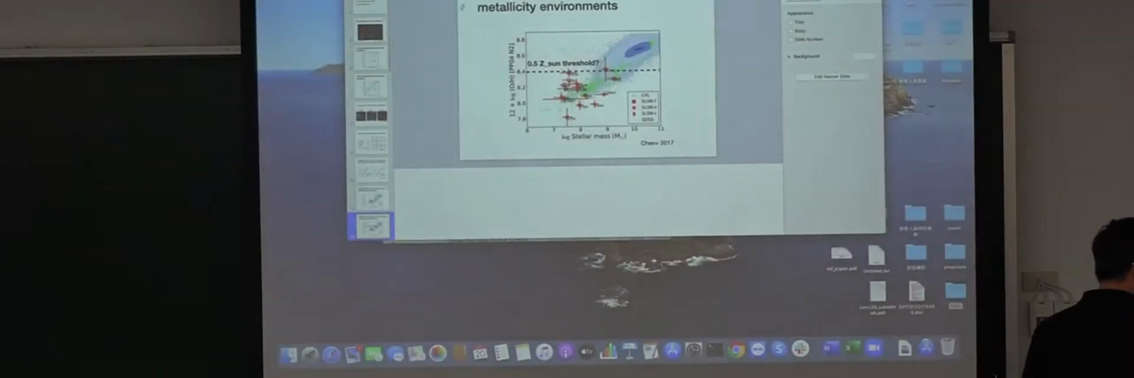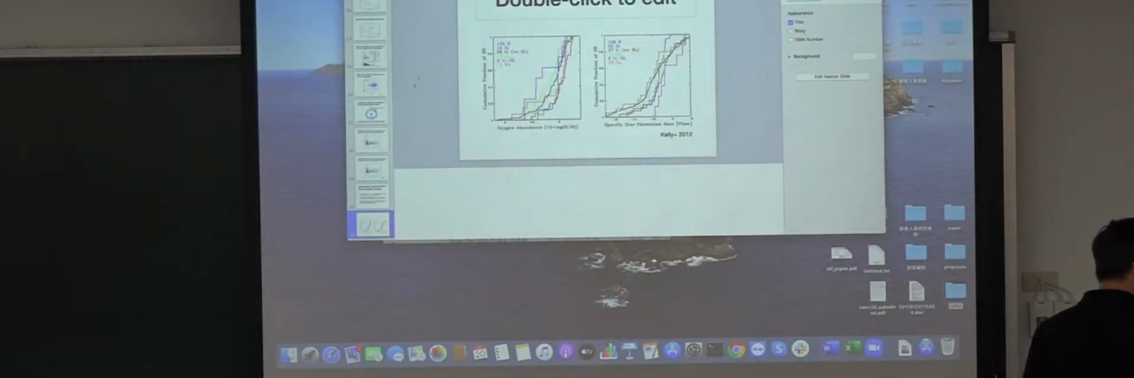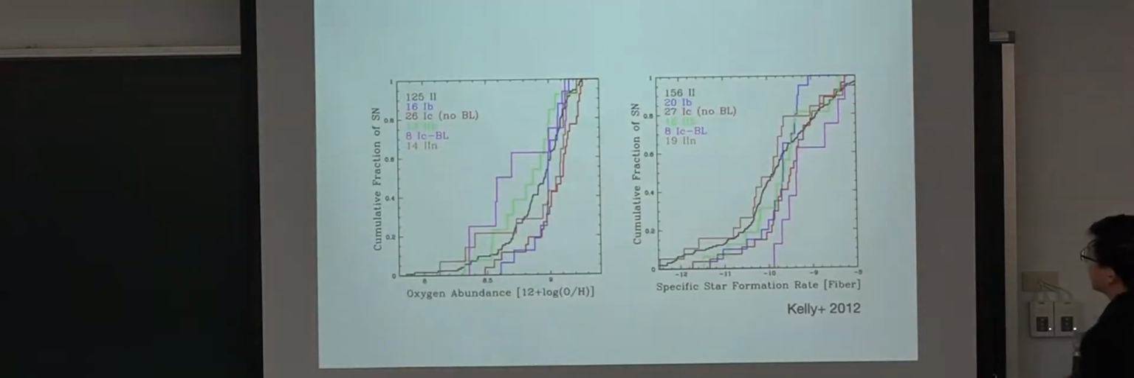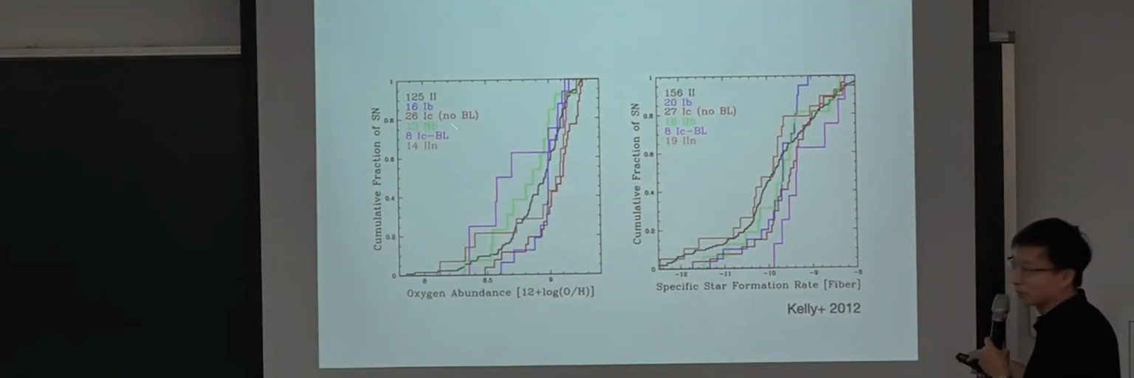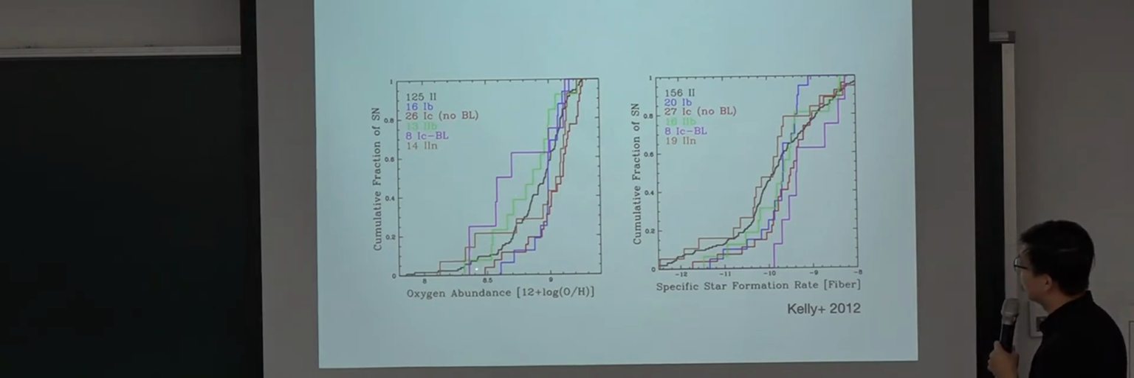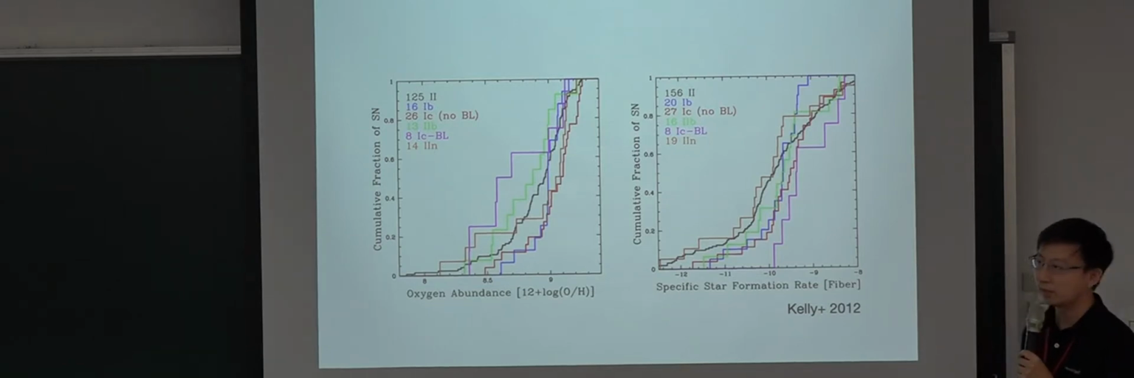I didn't show this, but it's the oxygen abundance, the gaseous metallicity, for different types of core collapse supernovae. For superluminous supernovae, most of them are below 8.4. So it's kind of here. It's very different. There are a few regular, normal-looking ones.